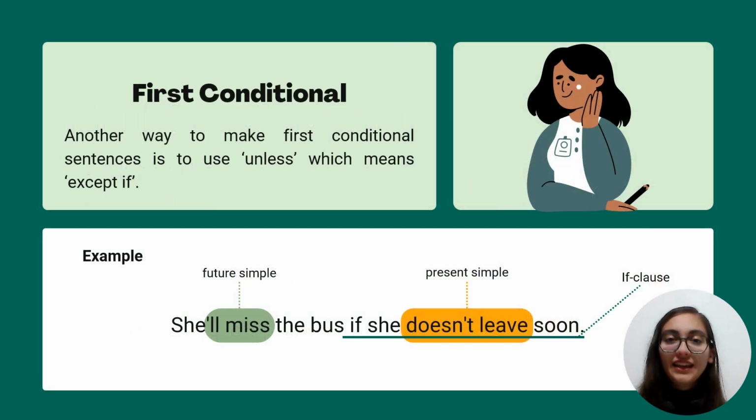Let's take a look at an example sentence. She'll miss the bus if she doesn't leave soon. Now, this is a realistic possibility. It's something we know can happen. And notice how we use the apostrophe plus ll instead of will. That's a contraction of will, but it means the same thing.